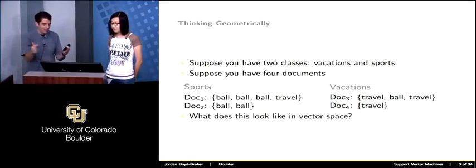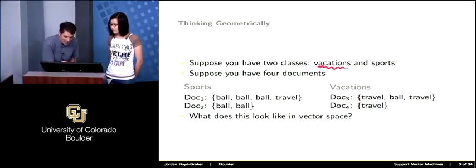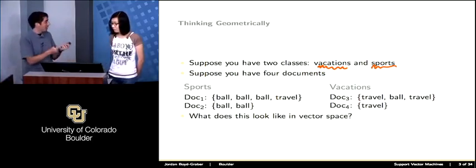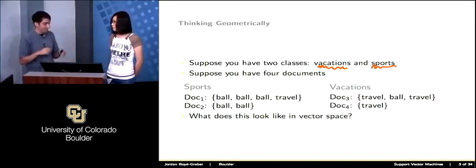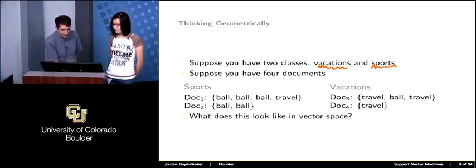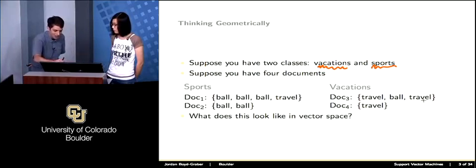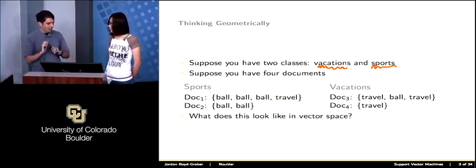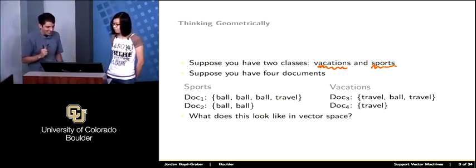So let's say that we have two classes, vacations and sports, that we want to classify. We have documents and we want to know, is this talking about sports or is it talking about vacations? And so let's say our training data look like this. We have 4 documents. Document 1 has ball, ball, ball, travel. Document 2 has ball, ball. And vacations has travel, ball, travel, travel. Okay, so does the setup make sense?